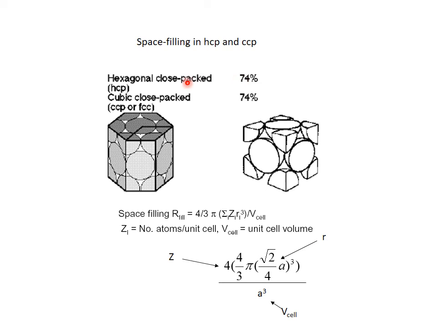We could do an analogous calculation also for the hexagonal closed packed structure, and we would find that also for the hexagonal closed packed structure the space filling efficiency is 74%.